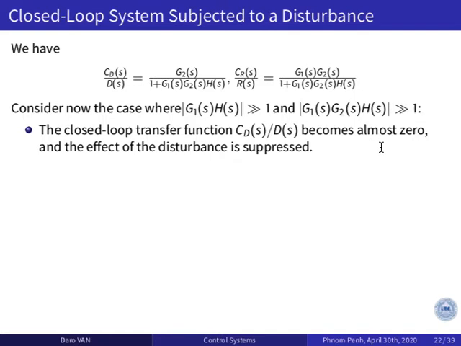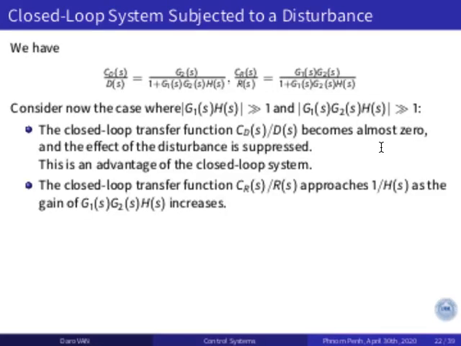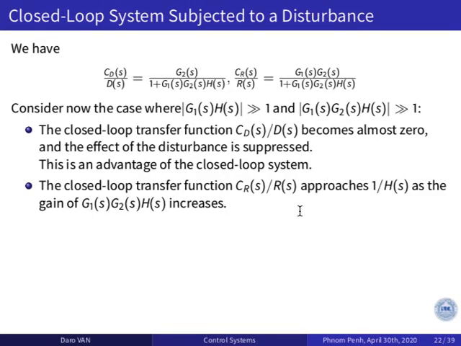There is no disturbance at all. So this is good for a closed loop system. And in this case, C_R(s) over R(s) will approach 1 over H(s), because this is so small compared to this, and you can just take the limit if you want. The only remainder is 1 over H(s).